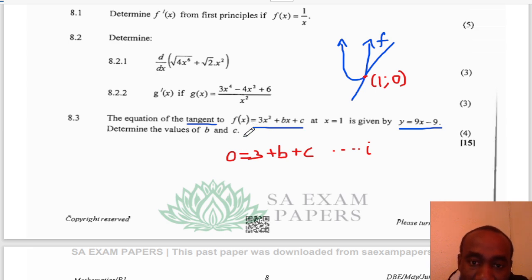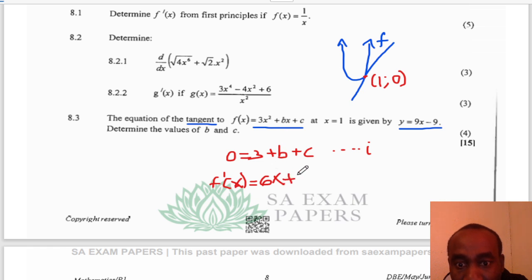Now one thing we can do here is find the first derivative of this f of x. So that will be f prime of x, the first derivative. And remember, the equation of the first derivative is the equation of the gradient. So that will be equal to 6x. I don't need to waste time here, you know this already. Then plus b. So that is that.